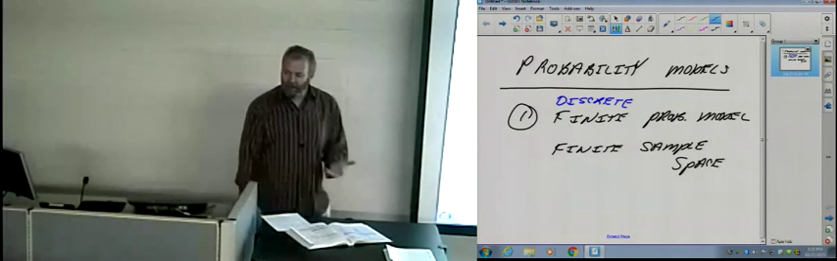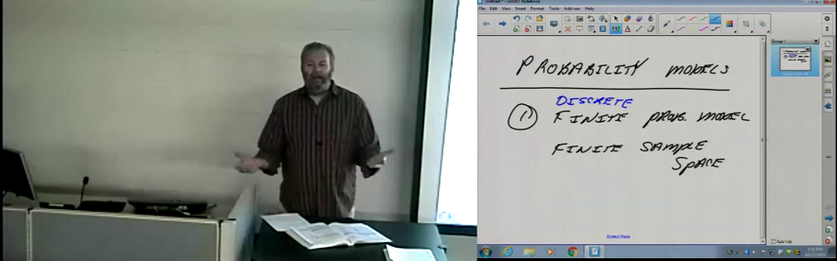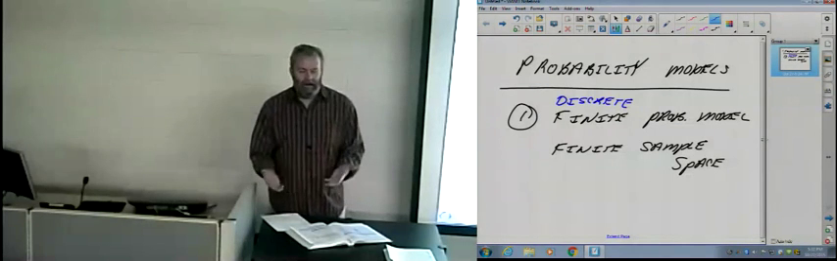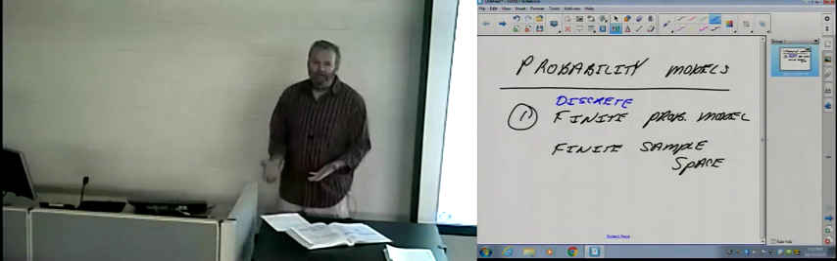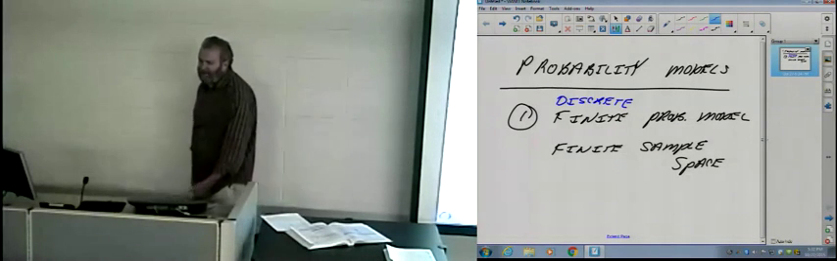And if you'll remember back last Thursday, when I first started to tell you about a finite probability model, I wrote up discrete. And I was going to tell you it had a finite sample space.